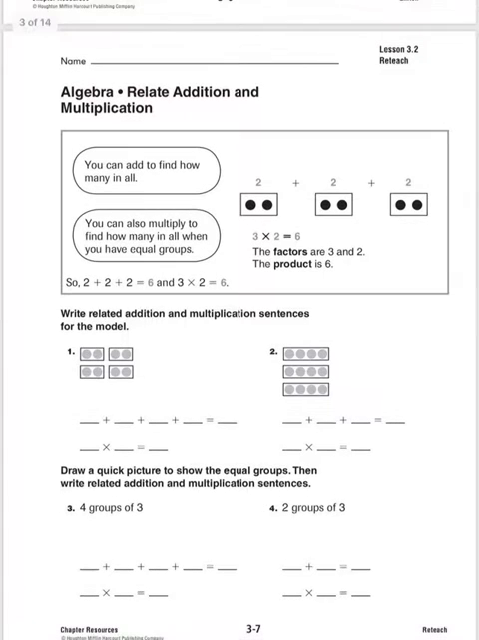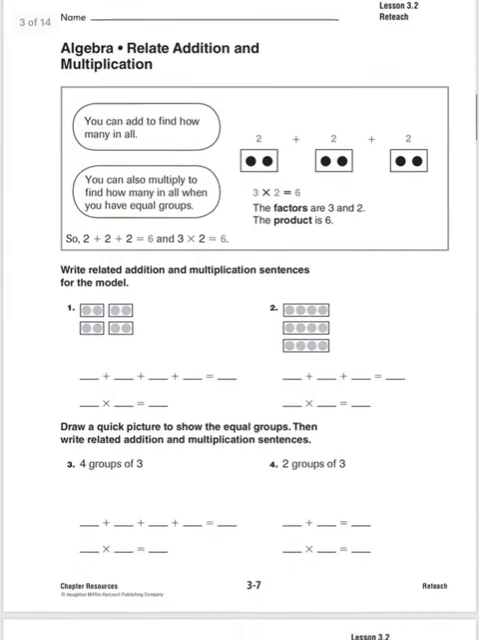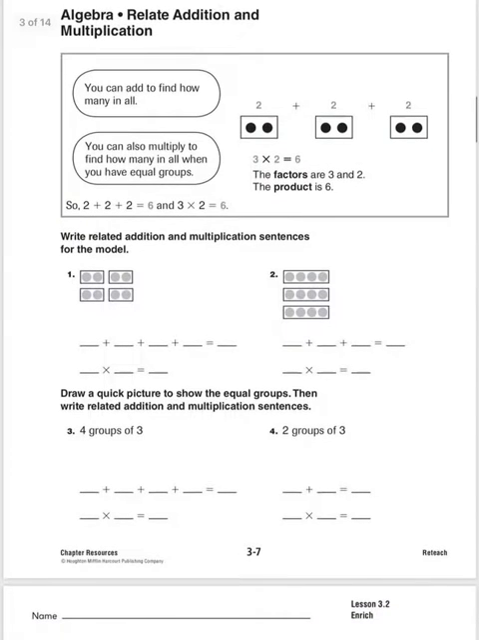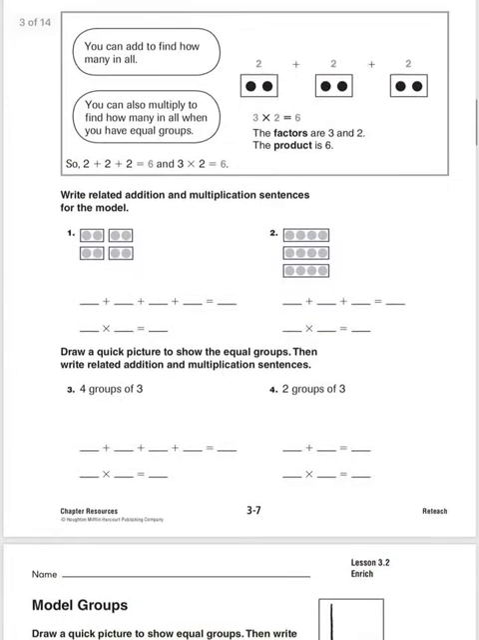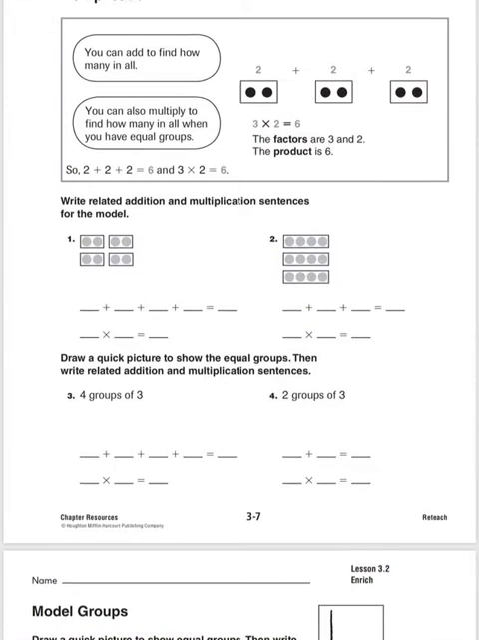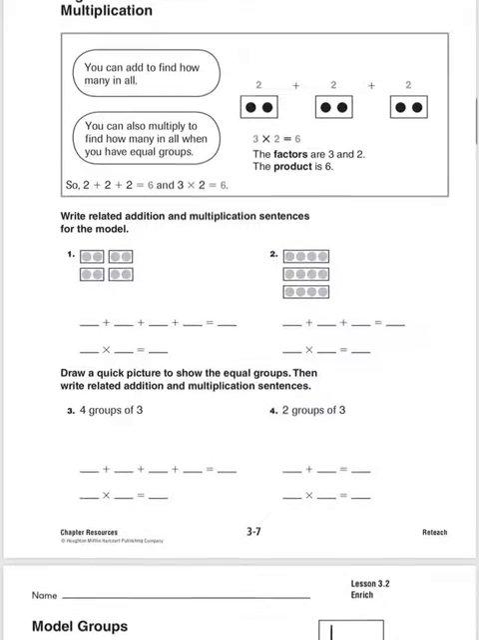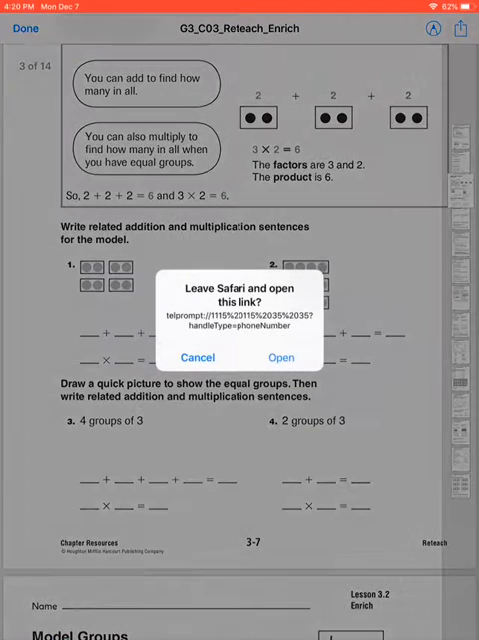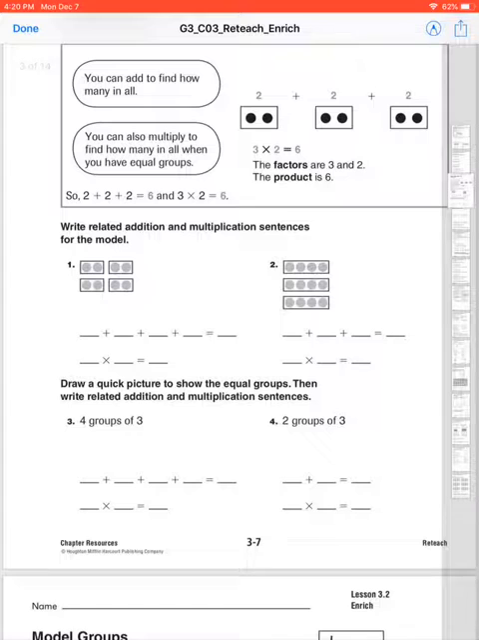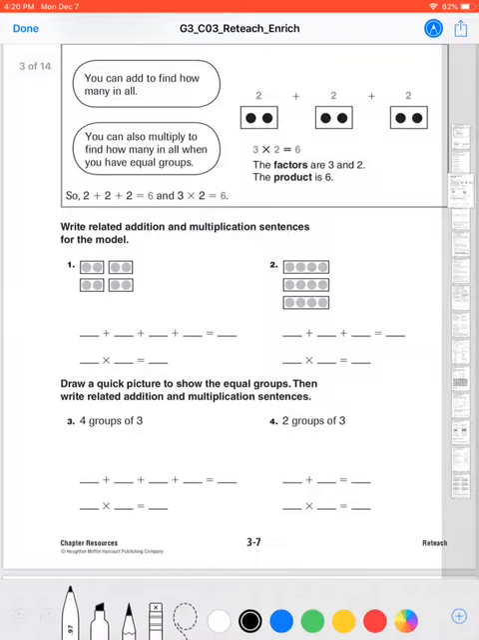So we are going to do lesson 3.2, the extra practice. This lesson is about algebra and connecting addition and multiplication. So it starts off by saying you can add to find how many are in all. You can also multiply to find how many in all when you have equal groups.